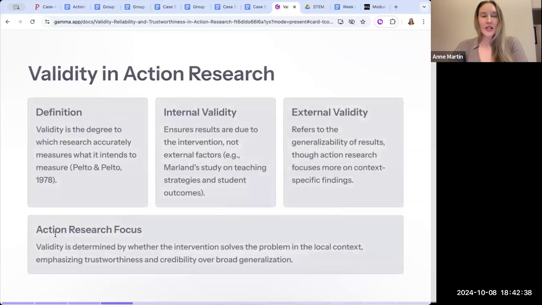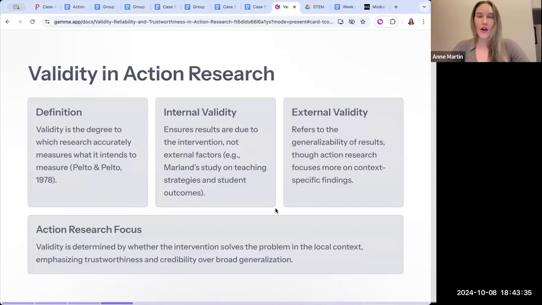Okay, so when we're talking about validity in action research, the term validity is used in other types of research as well, primarily quantitative designs. Validity is the degree to which the research is accurate, that the truth claims it's making correlate to reality, what is really happening, and that it is measuring what it intends to measure. So these two concepts are really traditional concepts that you'll see in quantitative research. So internal validity means the actual interventions or the design of your particular study has validity for the results that you are making. And then external validity refers to generalizability of your study to other contexts.